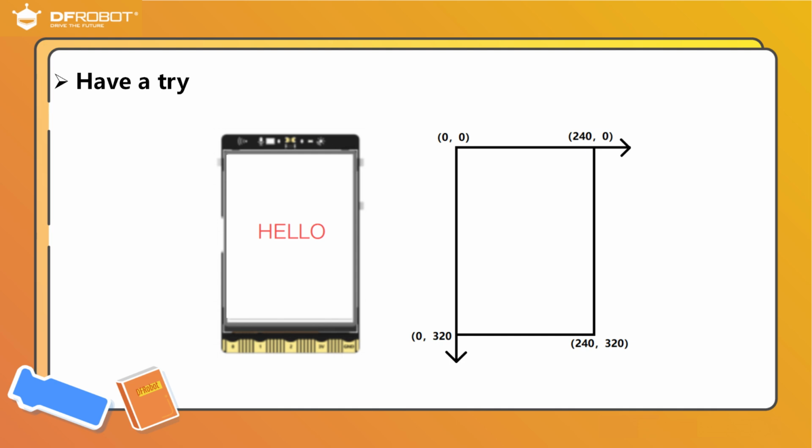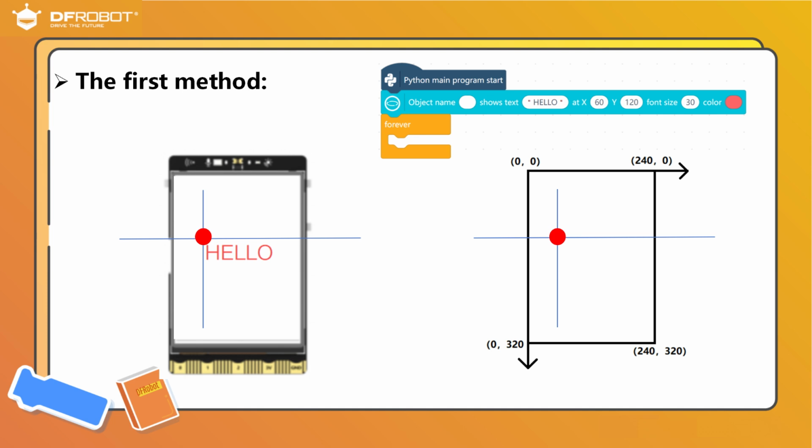Next, I'll give everyone about 2 minutes to try this out. Try to display the word hello on your own UNIHIKER with the same color, size, and position. In fact, there are 2 different ways to achieve this effect.